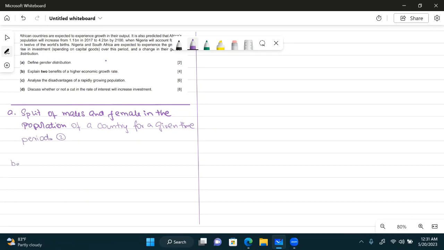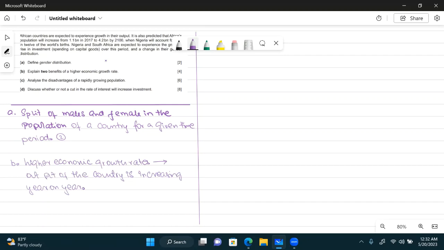B. Explain two benefits of higher economic growth rate. It hasn't been specified for whom, so you can take liberties in this question. Higher economic growth rate means that output of the economy of the country is increasing at a faster rate, increasing year on year, which means every year it is increasing on a regular basis.